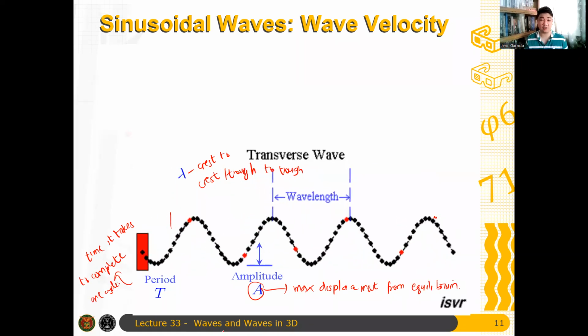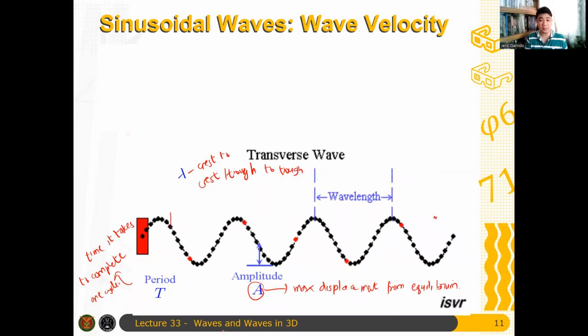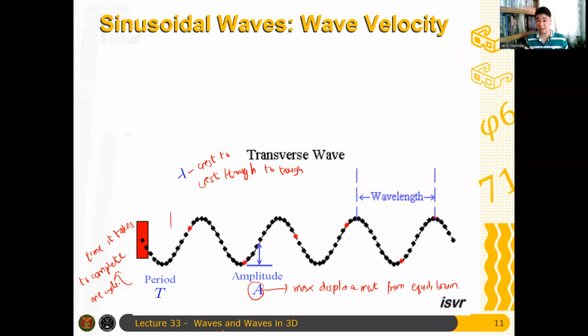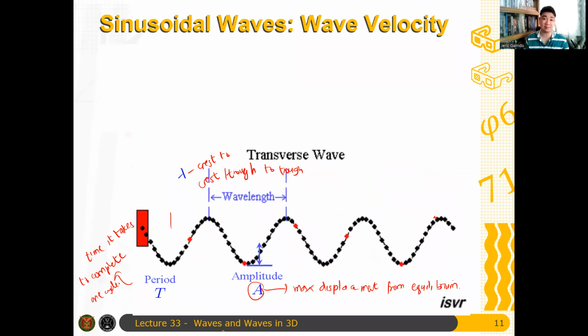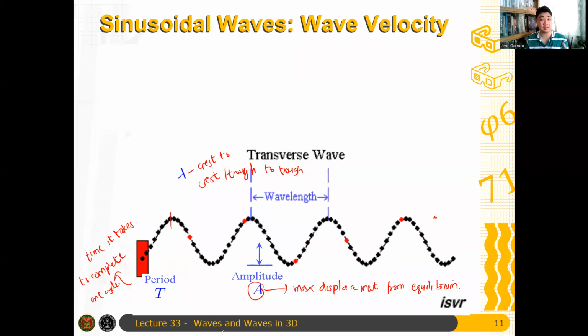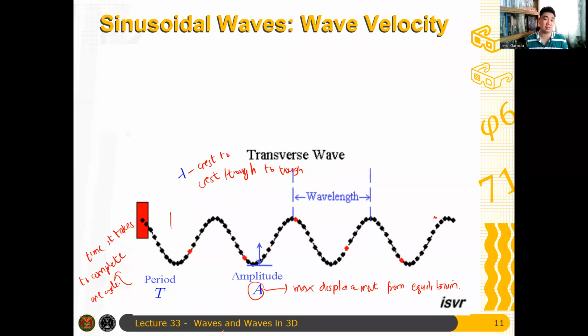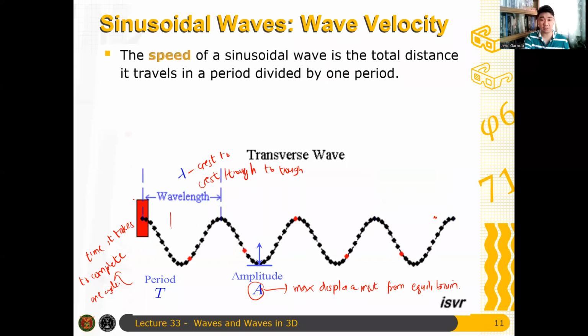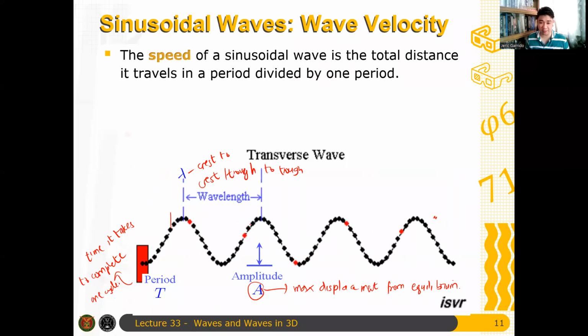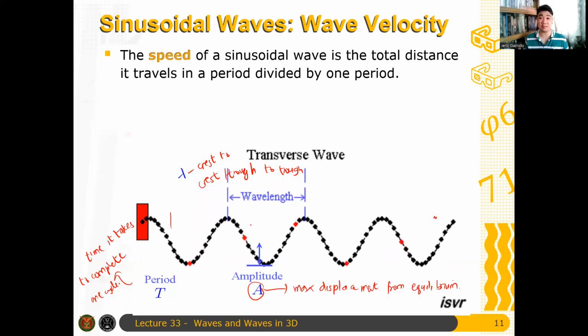Yung iba dito familiar, like for example, amplitude, na-discuss na natin yan. Period, na-discuss na rin natin yan. Though yung wavelength, medyo hindi pa natin na-discuss kasi remember, for oscillations, ang position dependent lang sa time. Ngayon, meron ng spatial distance or spatial dependence, I should say. Okay, so in this case, we can calculate the speed of that sinusoidal wave. Kasi kung napansin nyo, since it's moving, then definitely it has some speed.